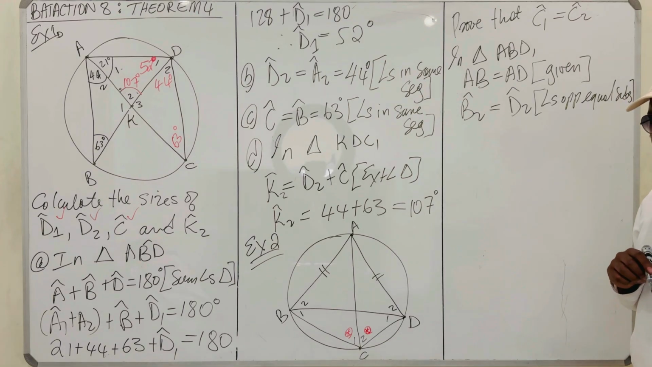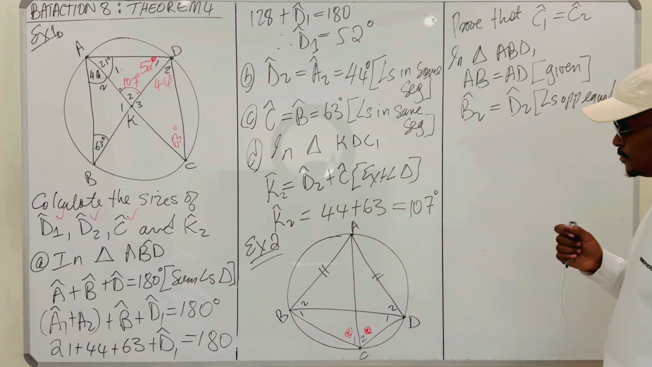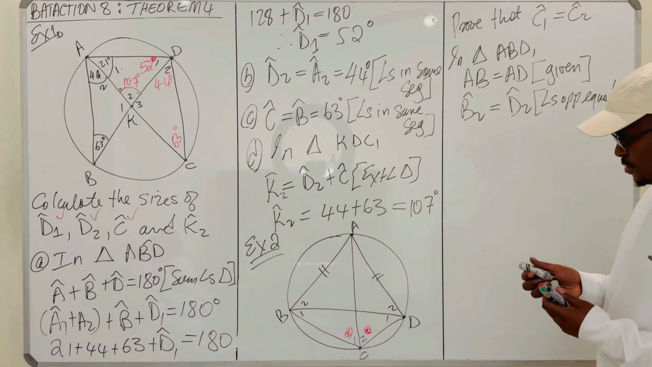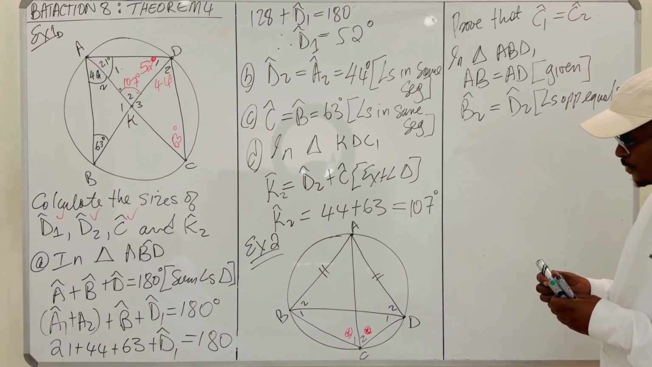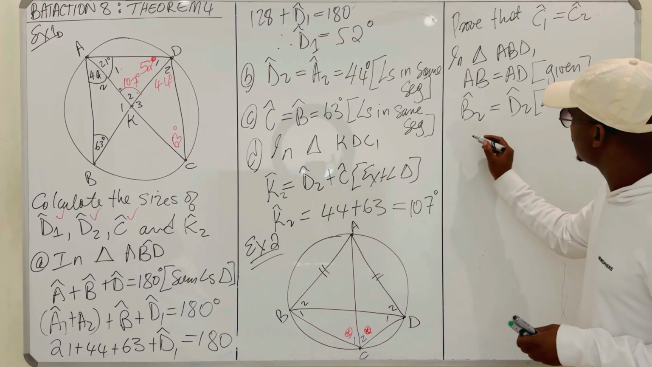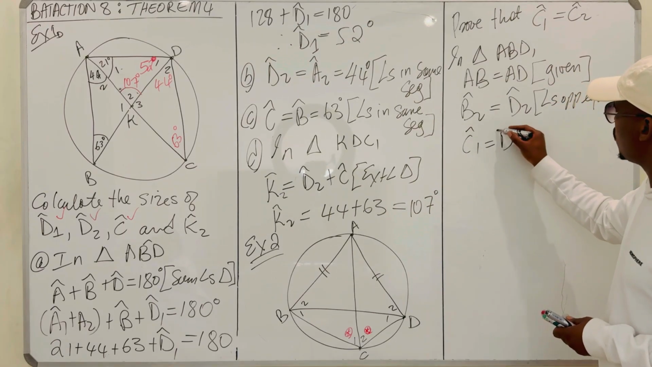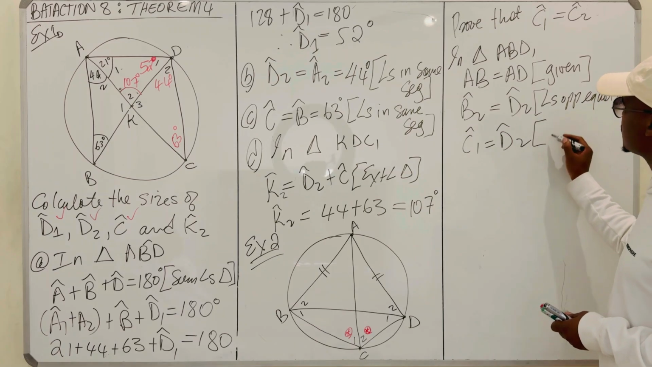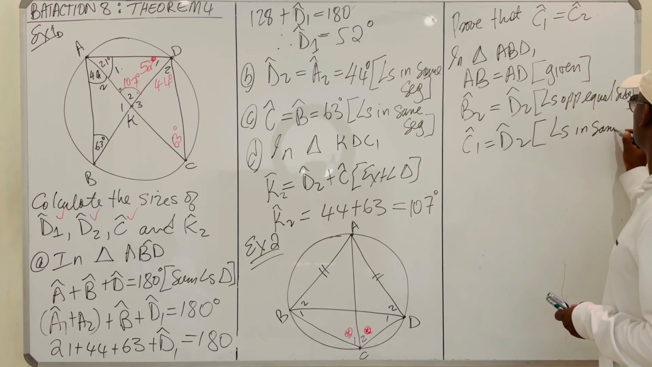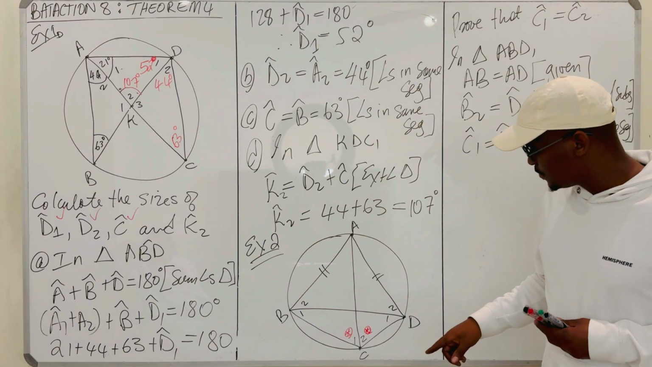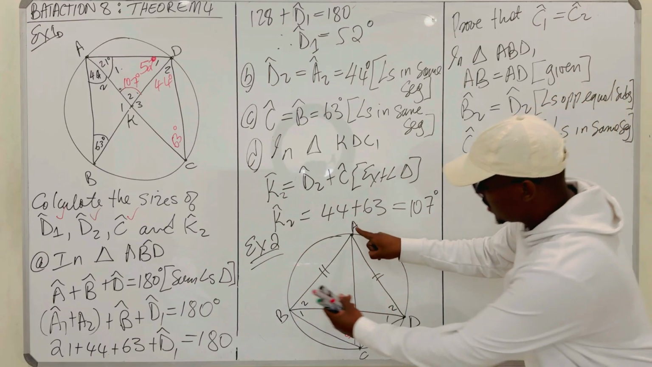Are you happy? Z, do you want to take it from here? Okay, so we said that angle B2 and D2 are equal. Then angle C1 is equal to D2. Why? Angles in the same segment. So C1 and D2 are equal because they're angles in the same segment.